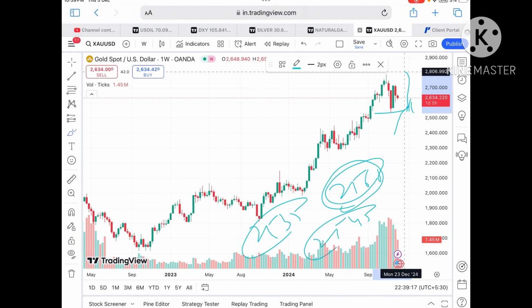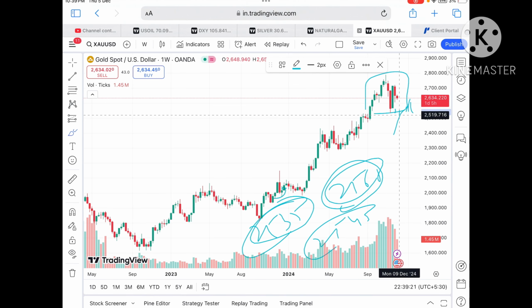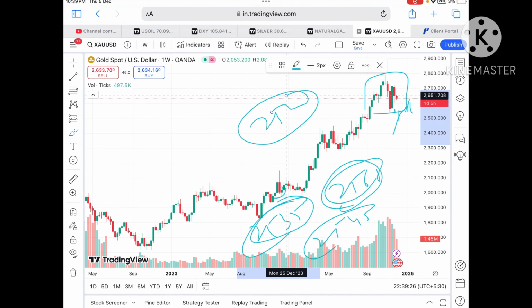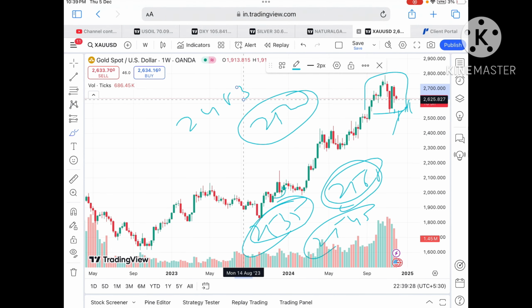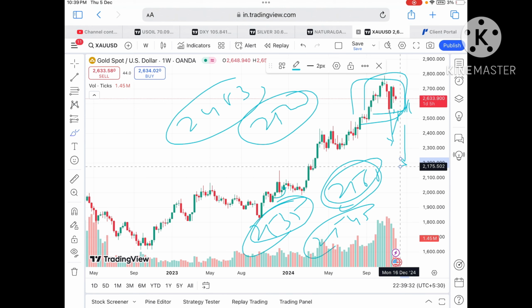These are the support and resistance levels I have told you. This is the support, so we can see a bounce back can come from this level, but if it starts falling below this level, it will cross a level of 2500, and then it can touch a level of 2483. Once the price falls below that level, we can see a further downfall.